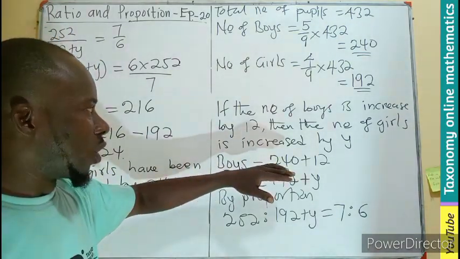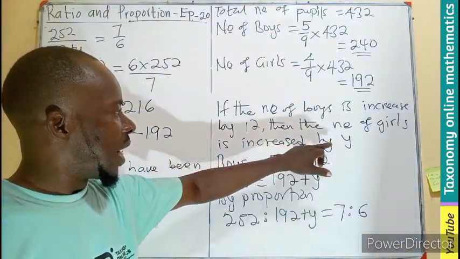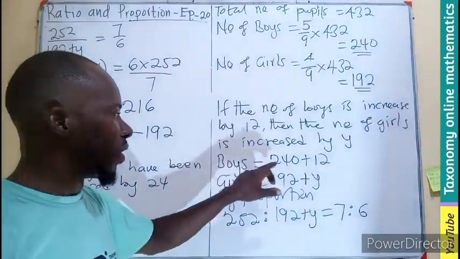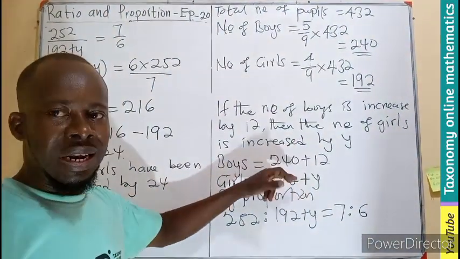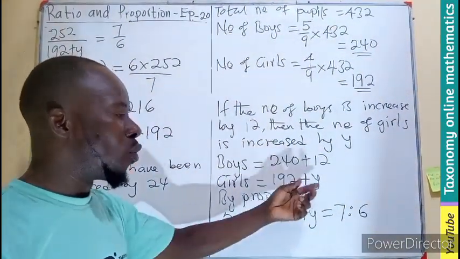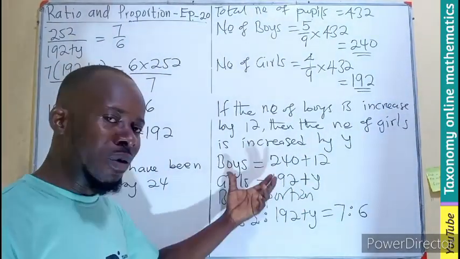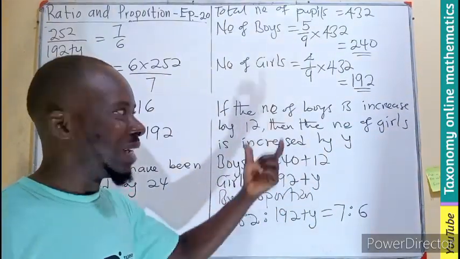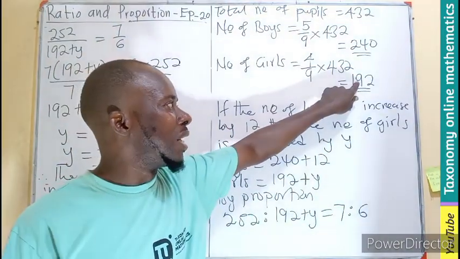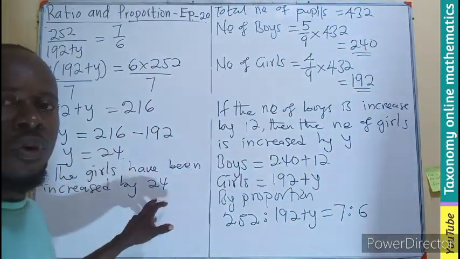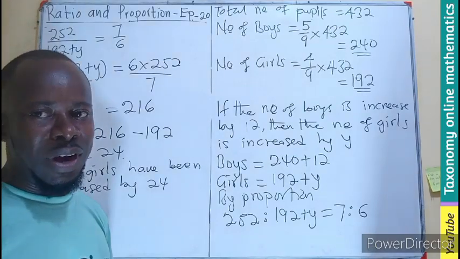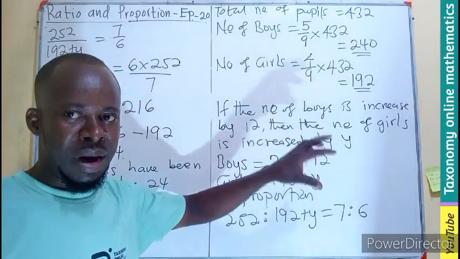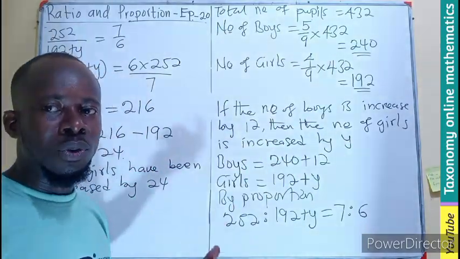Another way is not adding the increment, but rather saying that the new number of boys is now what? 252. Then the new number of girls will also become y, completely y. You can also write the ratio from there. Then the value of y will now be the number bigger than the previous. So that y minus 192 will also give you 24 if you take it the other way around. I believe you get the concept. Making the new number of girls, not the increment, but the number of girls to be equal to y, you will be able to get the same value.